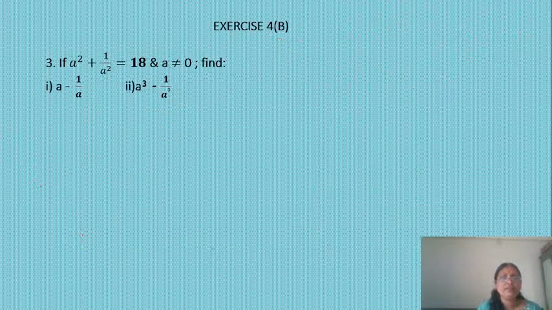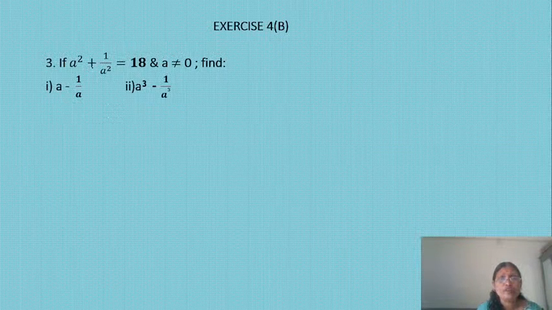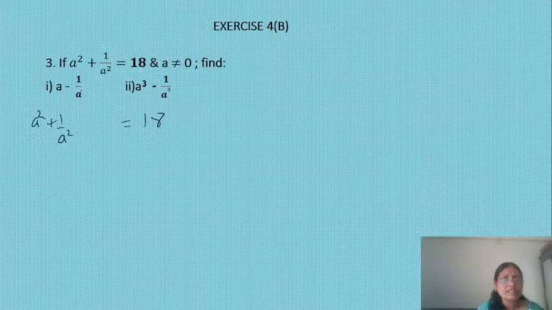Again, we have this one. We want to find a minus 1 upon a. So what will you do? We will add or subtract 2. Yes, we write here a square plus 1 upon a square, and here it is 18. I want the expansion of this, so expansion of this is going to be minus 2. So I'll add minus 2 to both sides.